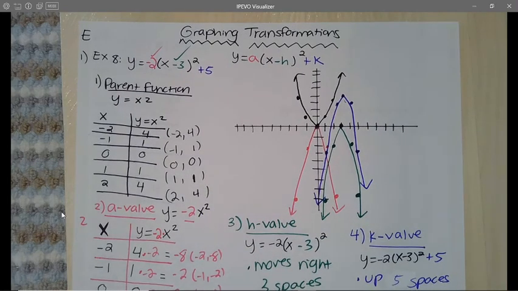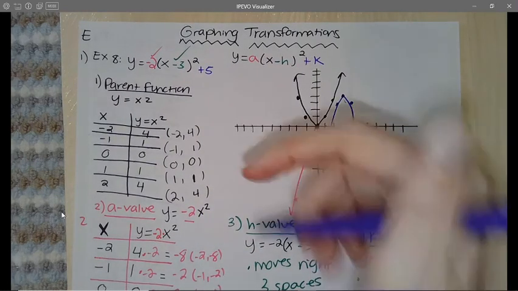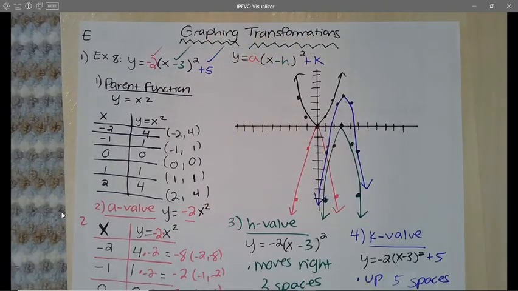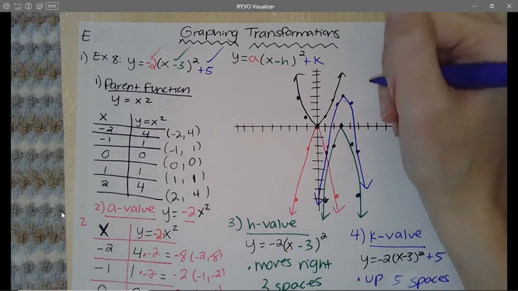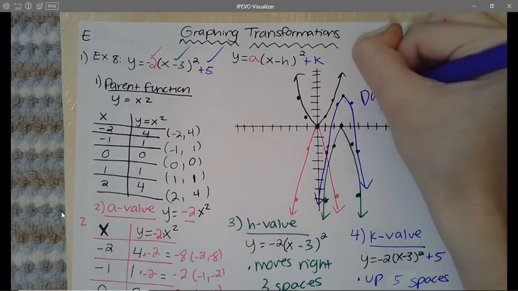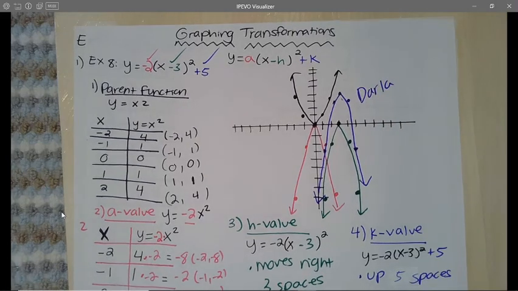Okay, so ultimately the last step, don't forget the most important step. We've tackled all of our a, h, and k values. The last and most important step is to always name your graph. Your graph deserves a name. So you must name your graph. I'm going to name my graph Darla. It looks like a Darla graph. Well, there you go, you guys.